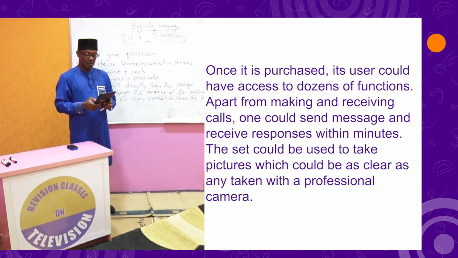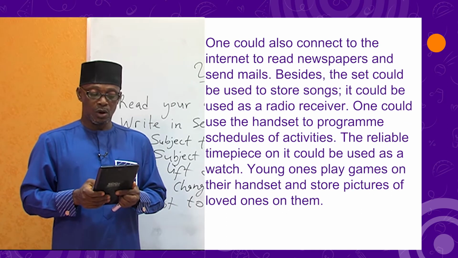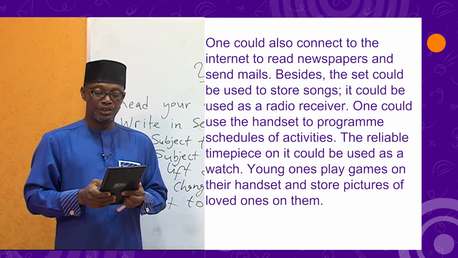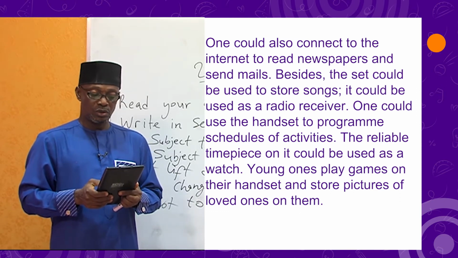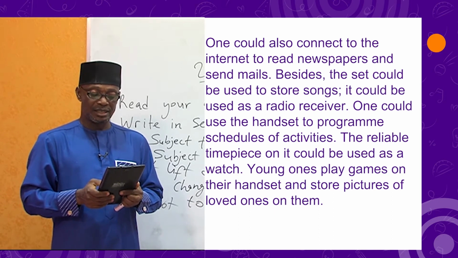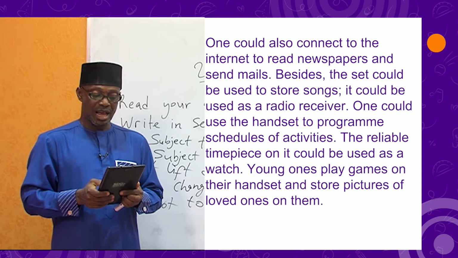Apart from making and receiving calls, one could send messages and receive responses within minutes. The set could be used to take pictures, which could be as clear as any taken with a professional camera. One could also connect to the internet to read newspapers and send mails. Besides, the set could be used to store songs. It could be used as a radio receiver. One could use the handset to program schedules of activities. The reliable timepiece on it could be used as a watch.